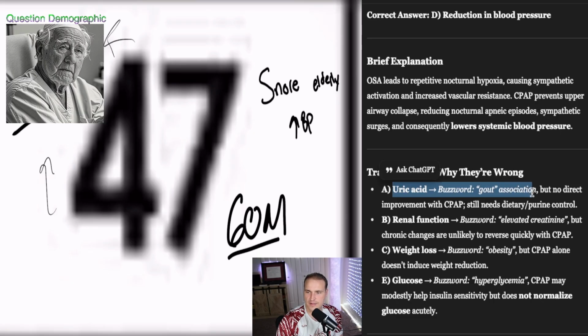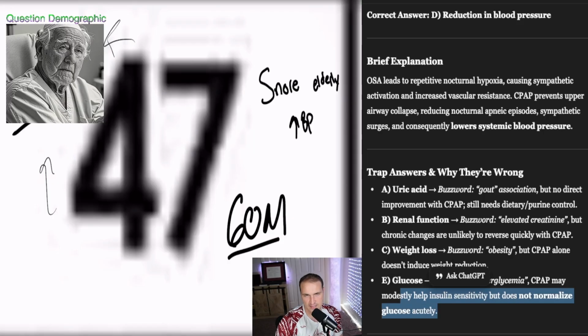Here's some good answer choices that you can choose between. Uric acid would be gout associations, not CPAP related. Renal dysfunction is elevated creatinine, but not with the CPAPs. Weight loss, CPAP alone does not cause weight loss. Glucose, CPAP helps insulin sensitivity modestly, but does not normalize it.